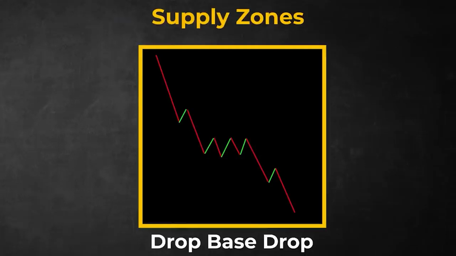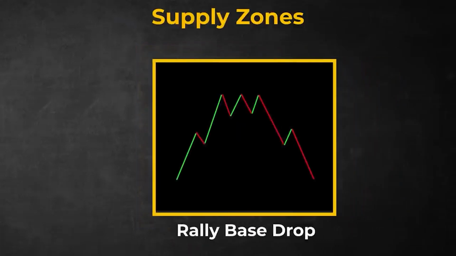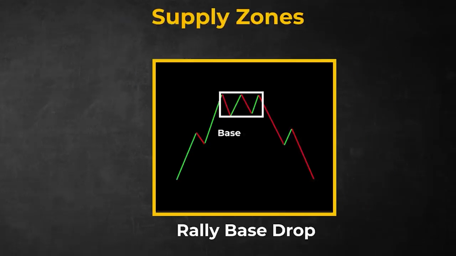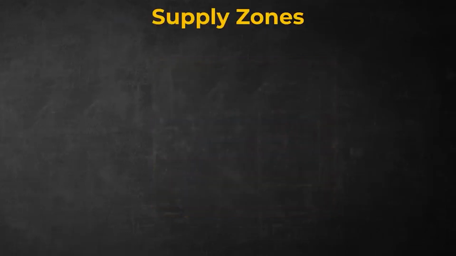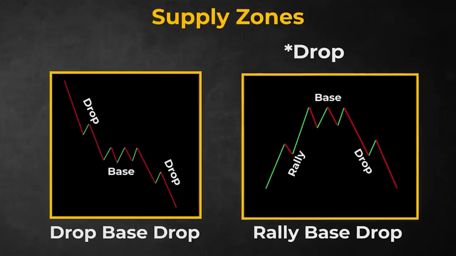And the third phase is again a bearish impulsive move, showing the dominance of sellers. In rally based drop, the first phase is an impulsive move, then in the second phase the market is ranging, and in the third phase there is again an impulsive bearish move. So the two types of supply zones are drop based drop and rally based drop.